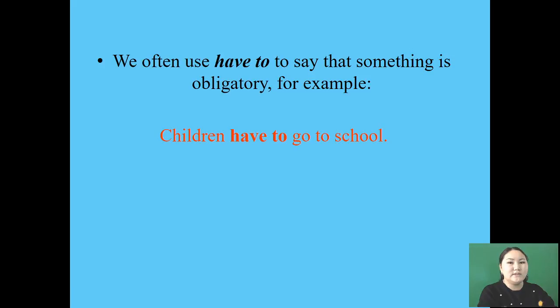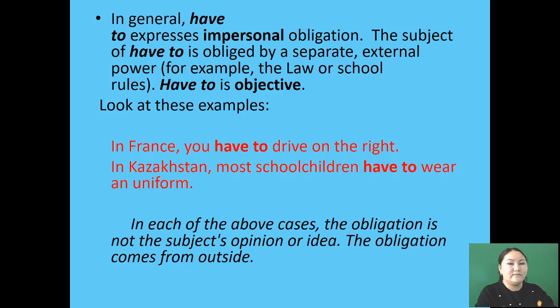So let's look at the rule. We often use have to say that something is obligatory. For example, children have to go to school. In this situation, there is an obligation, because the situation comes from the obligation, not from the children. That is why we use have to. Children have to go to school.